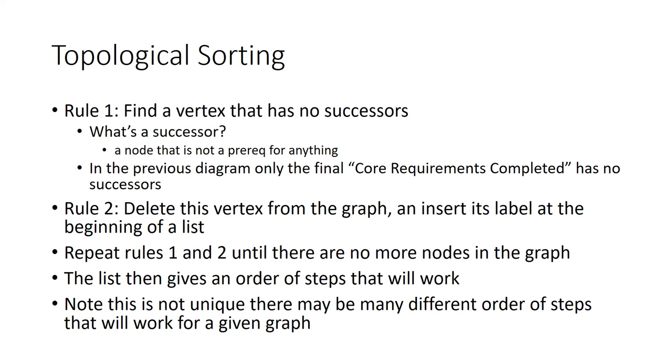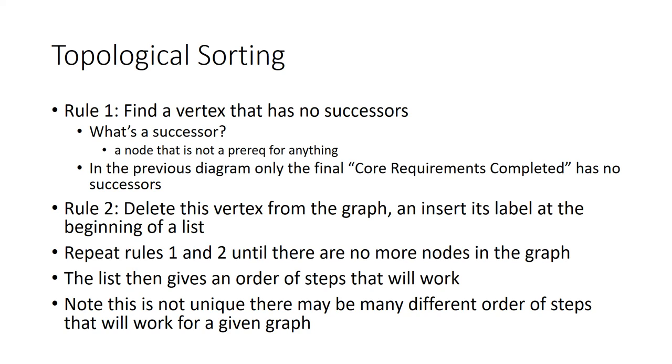So rule 2 is, once we find that vertex that has no successor, we delete it from the graph and we insert its label at the beginning of a list. We repeat rules 1 and 2 until there are no more nodes in the graph, and then the list gives an order of the steps that will work. Now, this is not unique. There may be many different orders of steps that will work for a given graph, and we'll see an example of that pretty quickly.